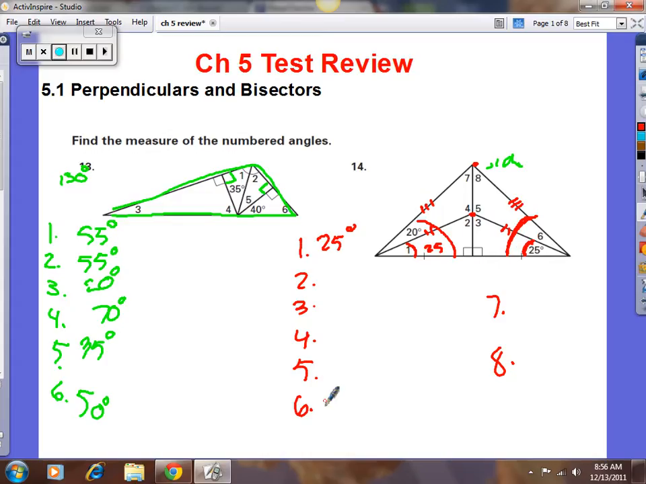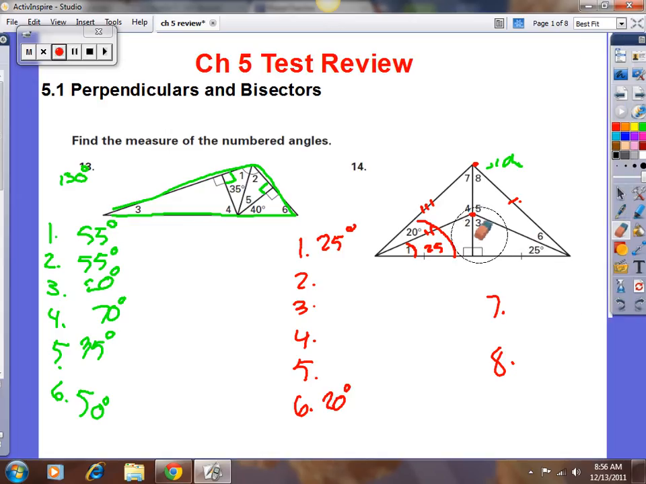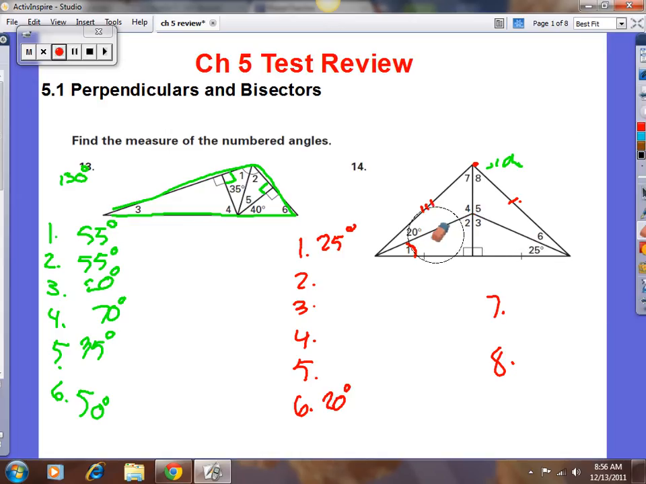6 has to be 20 degrees. Alright, we got 1 and we got 6. Where do you guys want to go next? Let me erase some of this stuff. 7? How are you going to get 7?